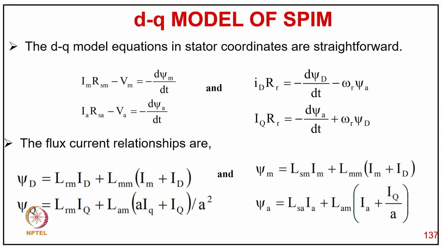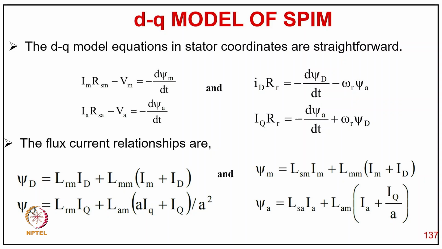So the DQ model in stator coordinates: IM RSM minus VM equals minus d phi m upon dt, and IA RSA minus VA equals minus d phi A upon dt, and IDR equals minus d phi d upon dt minus omega R phi Q, and IQ RR equals minus d phi Q upon dt plus omega R phi d. The flux relationships are: the rotor flux phi d will be LRM ID plus LMM in brackets IM plus ID, and phi Q will be LRM IQ plus LMM in brackets IA IQ plus IQ divided by A square, where phi m is the main flux linkage.